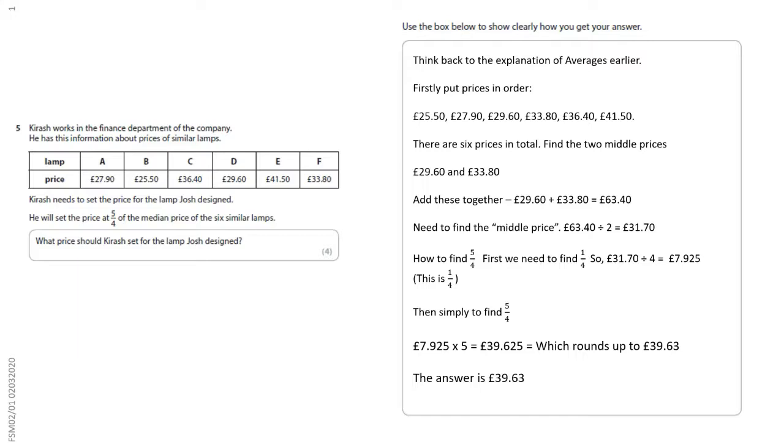That is your quarter. Simply to find the 5 quarters, or 1 and 1 quarter if you prefer, £7.925 times 5 is £39.625. Think back to our decimals earlier, 5 and above, up to 9, we round up, which rounds up to £39.63, which is what our answer needs to be for this particular question.